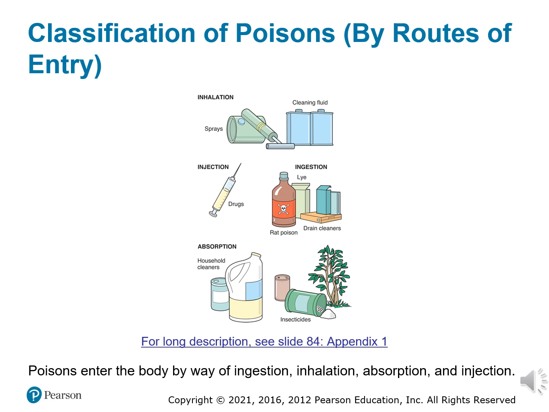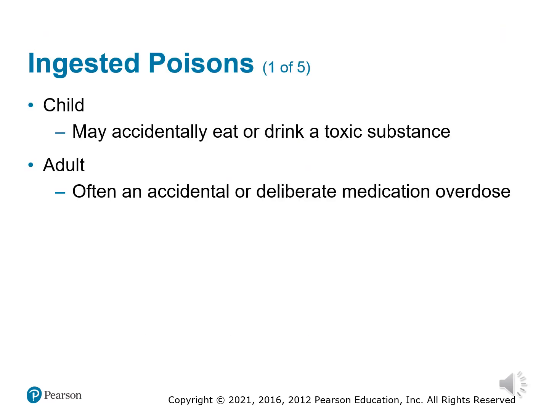So remember that the classifications of poisonings are by routes of entry, and those 4 are ingested, inhaled, absorbed, or injected. With ingested poisonings, a child may accidentally eat or drink a toxic substance. With an adult, it is often accidental, or it could be a deliberate medication overdose.